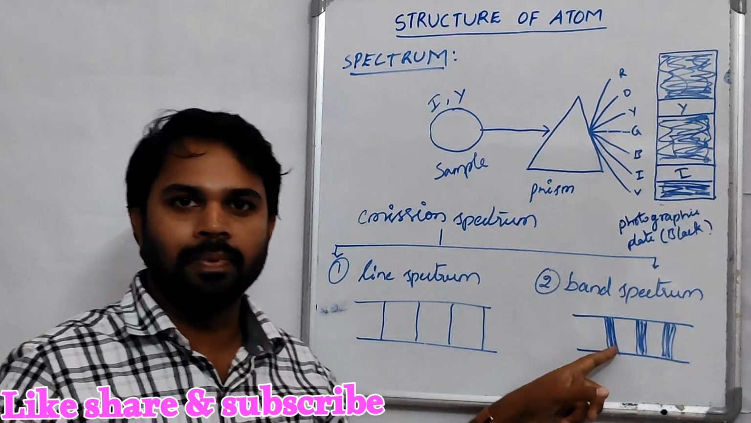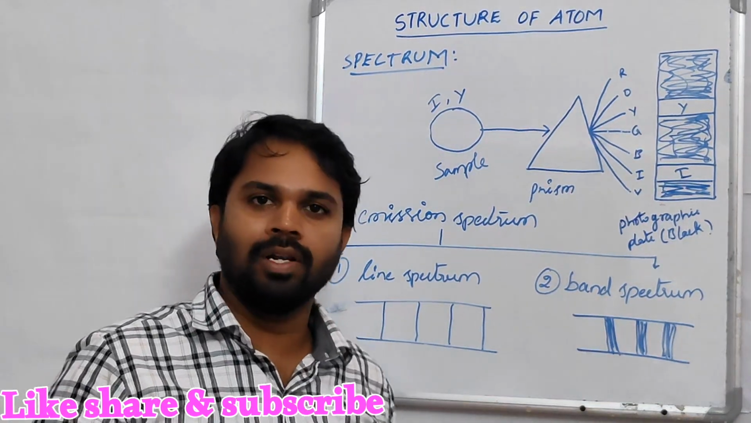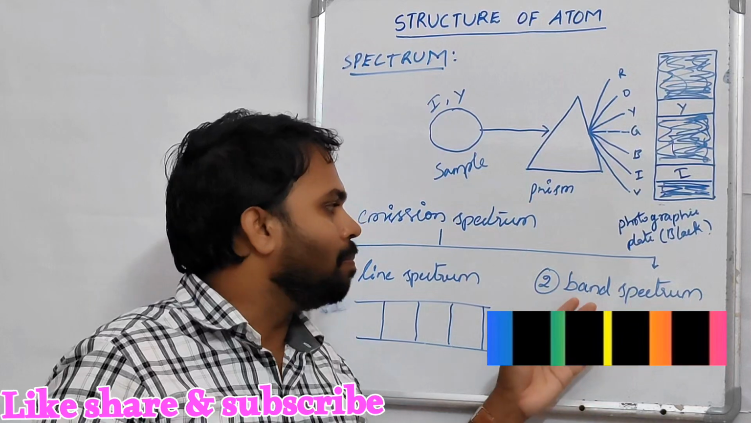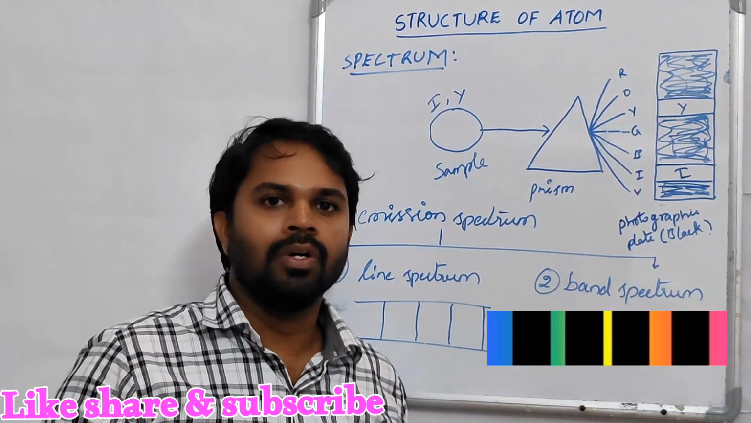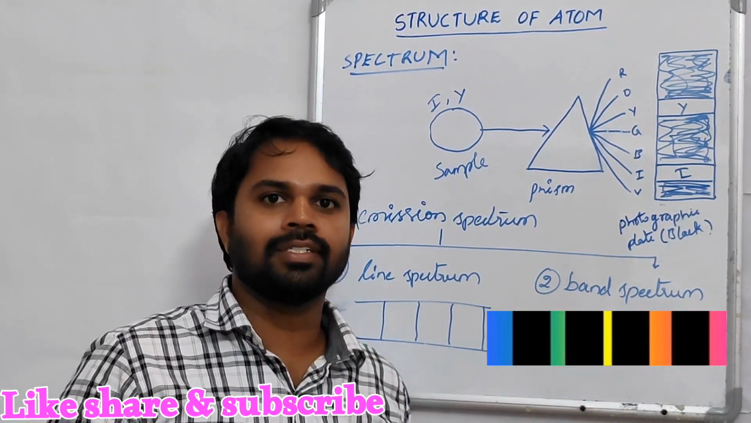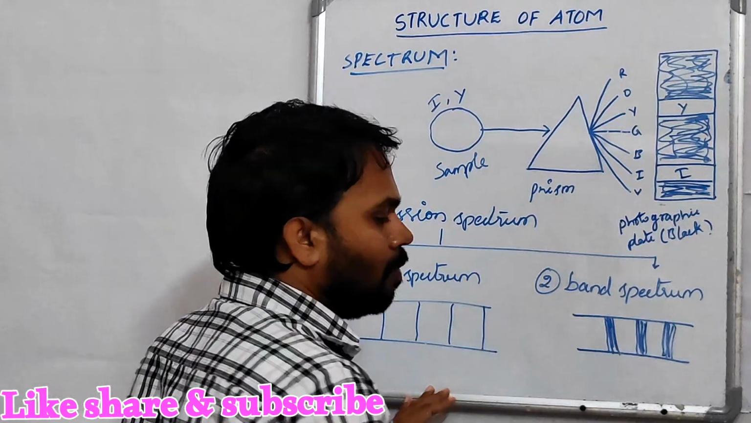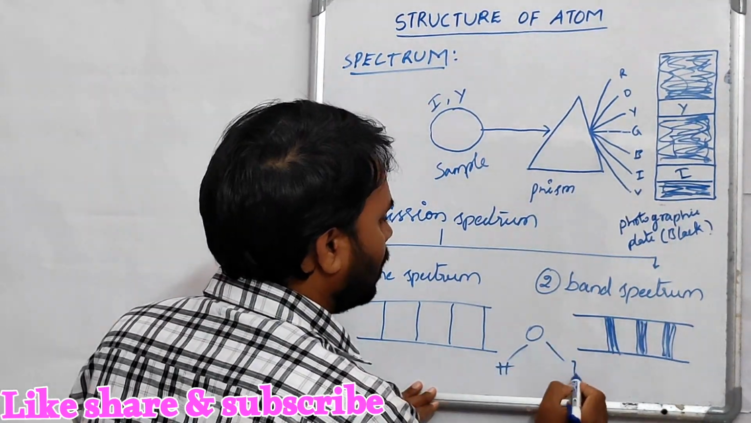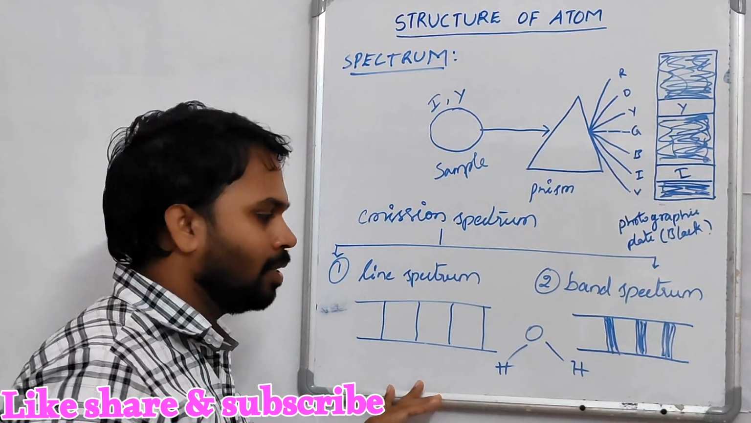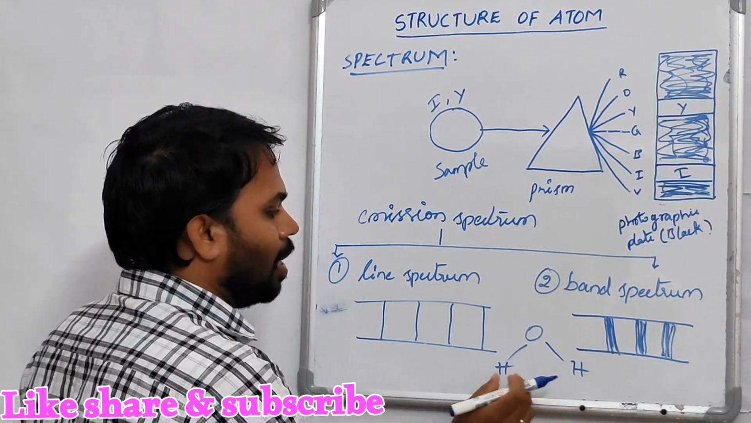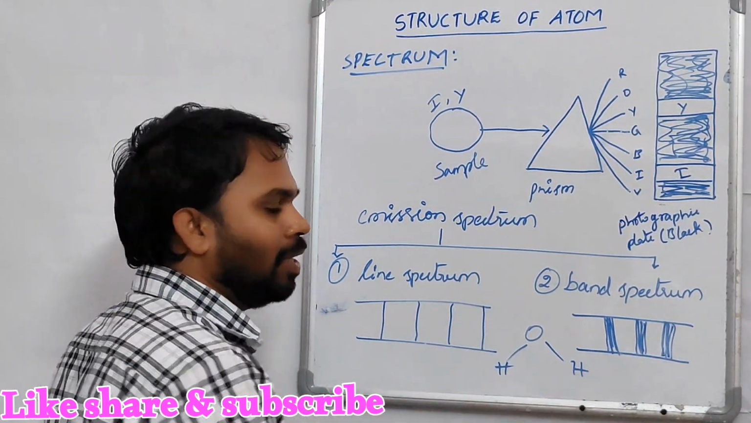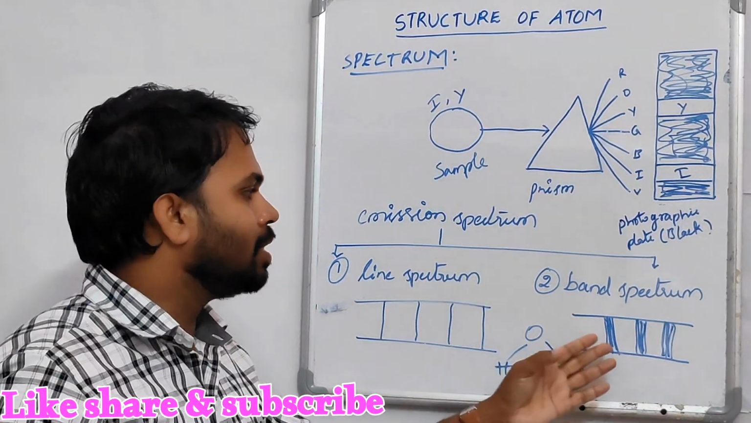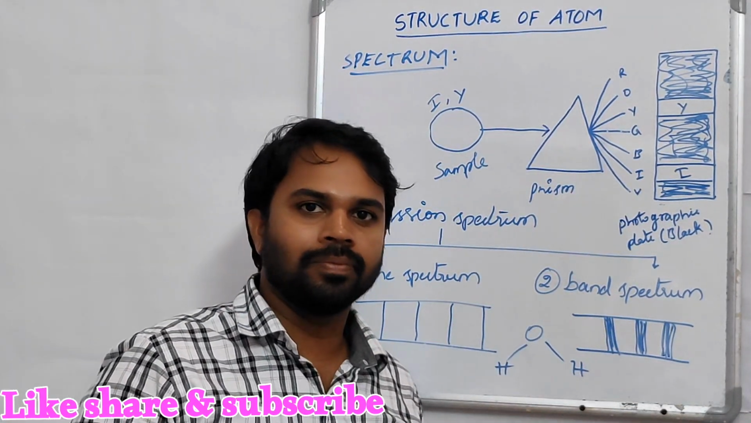This is called band spectrum. It is formed by molecules, so we call it molecular spectrum. This band spectrum is formed due to vibrational and rotational changes of atoms in a molecule. For example, in a water molecule, 2 hydrogens and 1 oxygen are present. These atoms have some vibrational and rotational movements. Due to these vibrational and rotational changes, this band spectrum is formed.